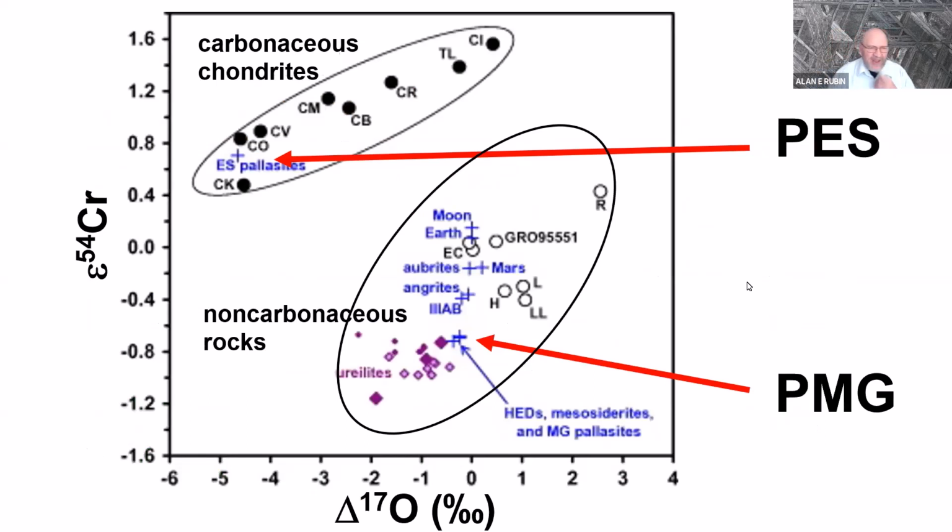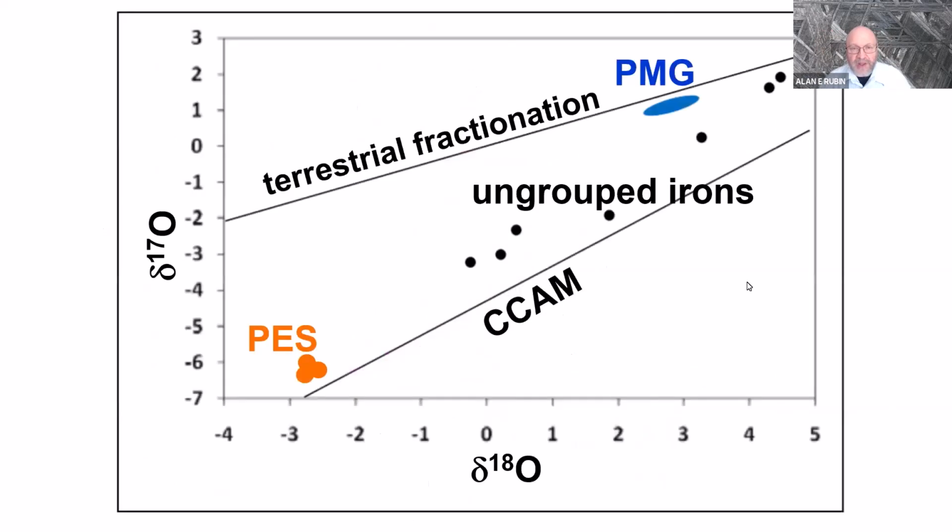If we look at a diagram of chromium isotopes versus oxygen isotopes, we can see that solar system materials are divided into 2 different groups. This was shown by Paul Warren a few years back. And the Eagle Station pallasites over there at the upper left fall amongst the carbonaceous chondrites. And so these are carbonaceous materials. Most of the rest of the solar system are non-carbonaceous. This includes the Earth, the Moon, Mars, the HEDs, the mesosiderites, and the main group pallasites. They're very distinct. They're from different regions of the solar system and obviously from different parent bodies.